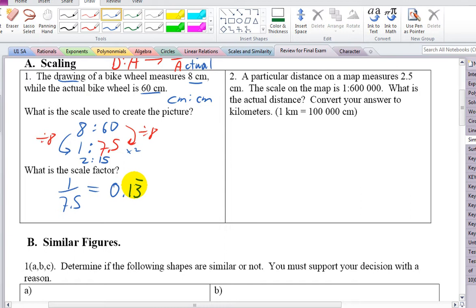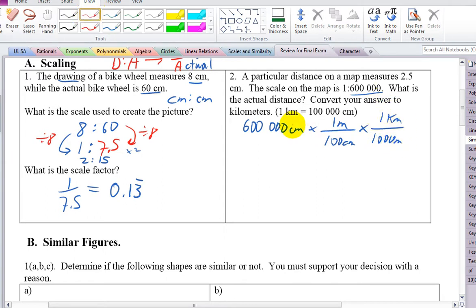Okay, number 2. The distance on the map measures 2.5 centimeters. The scale is 1 to 600,000. So what we want to do is convert our answer to kilometers. Why don't we convert that to kilometers first? Okay. So we have 600,000 centimeters. So we're going to times that by 100 centimeters in 1 meter. Times that by 1,000 meters in 1 kilometer.